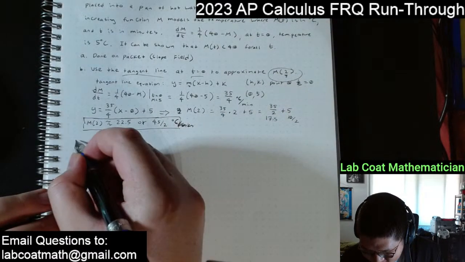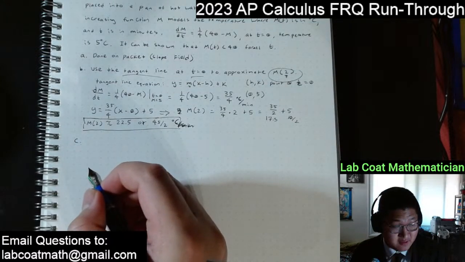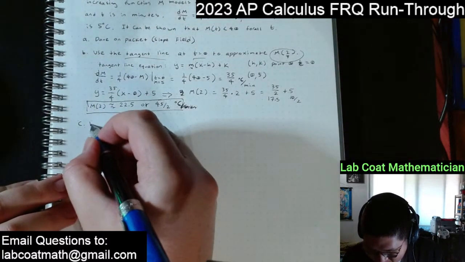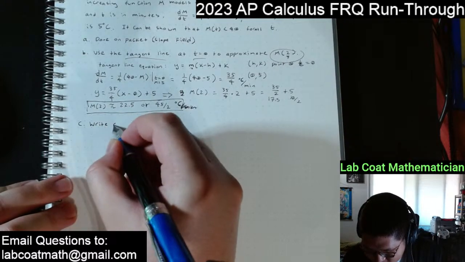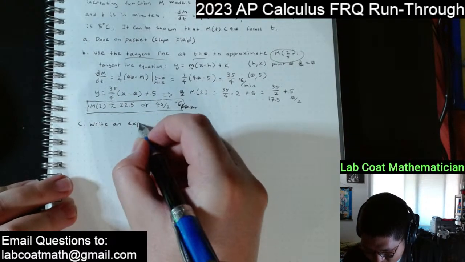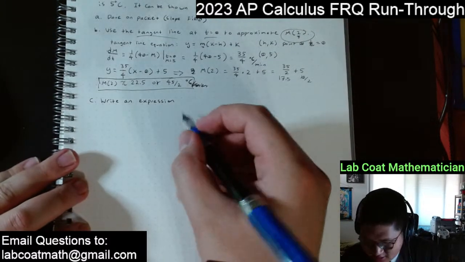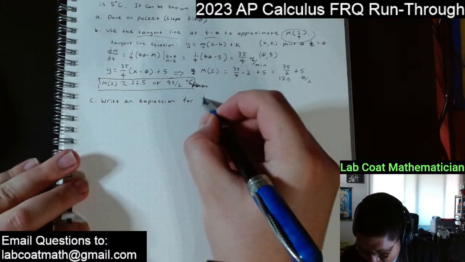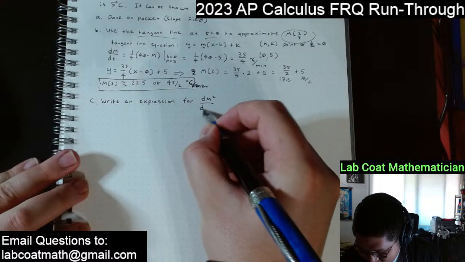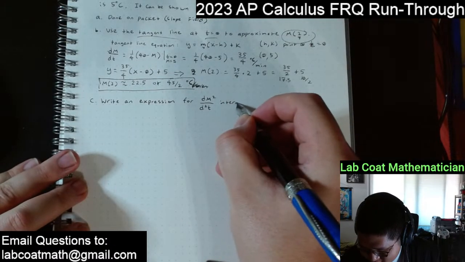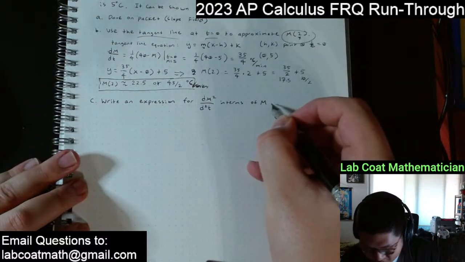Okay, so with that, we can go over to part C here. They're going to tell us that we want to write an expression for d squared M over dt squared, the second derivative, in terms of capital M.